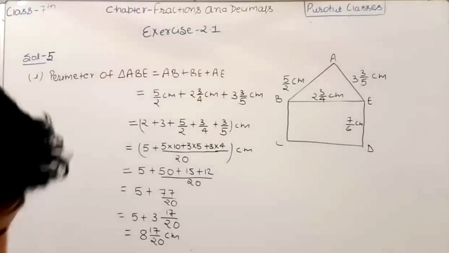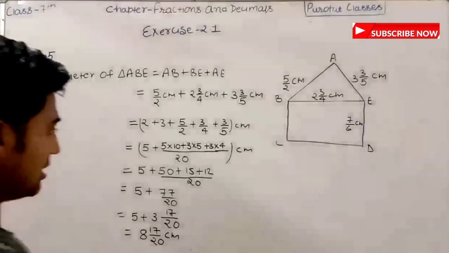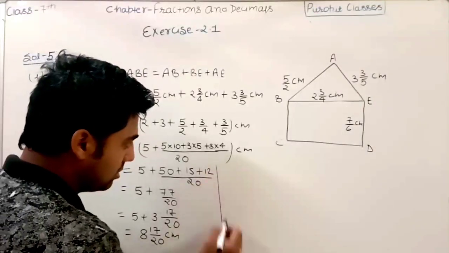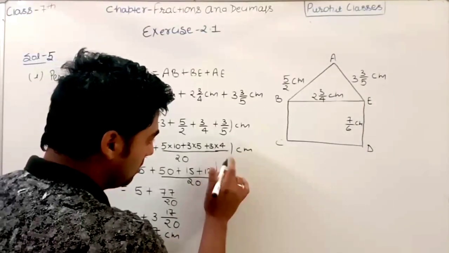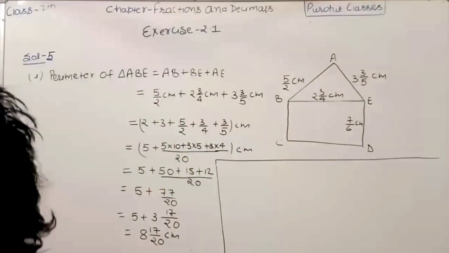Now this was the first part. Is it visible up to there? Yeah. Now in the second part we have to find out the perimeter of the rectangle.